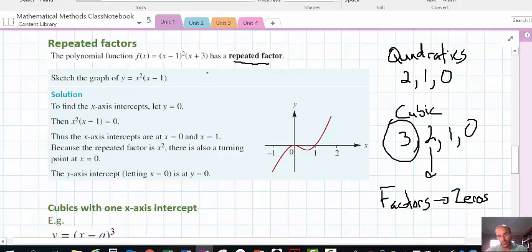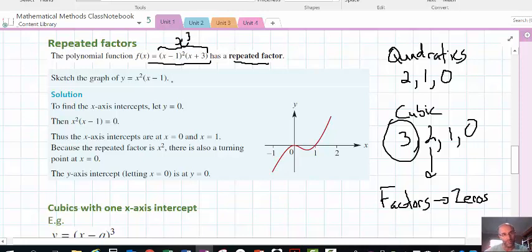So factors, zeros, x-intercepts, solutions, roots, all the same. So looking at this one here, it is a cubic because we have a squared and a to the 1, and if you expanded that out, your leading term would be x cubed. So that is a cubic there.